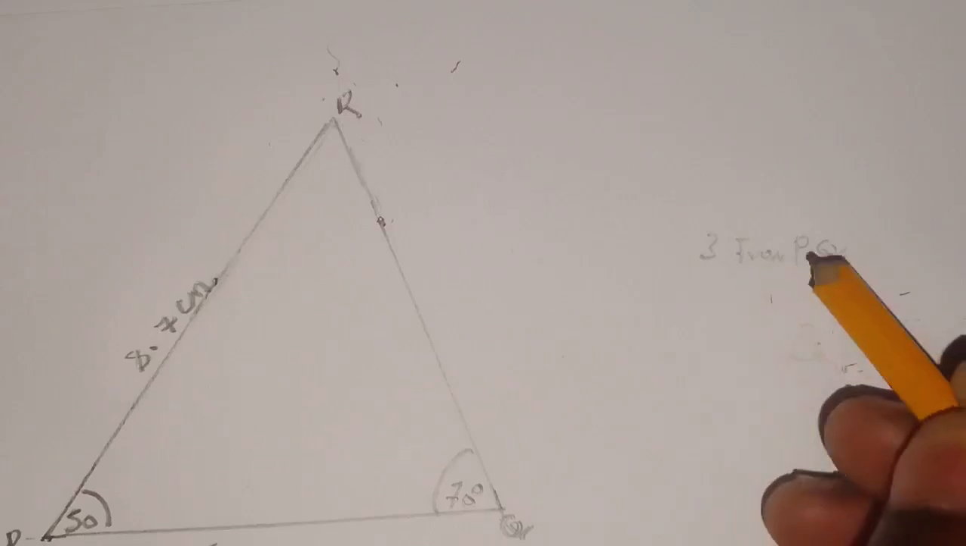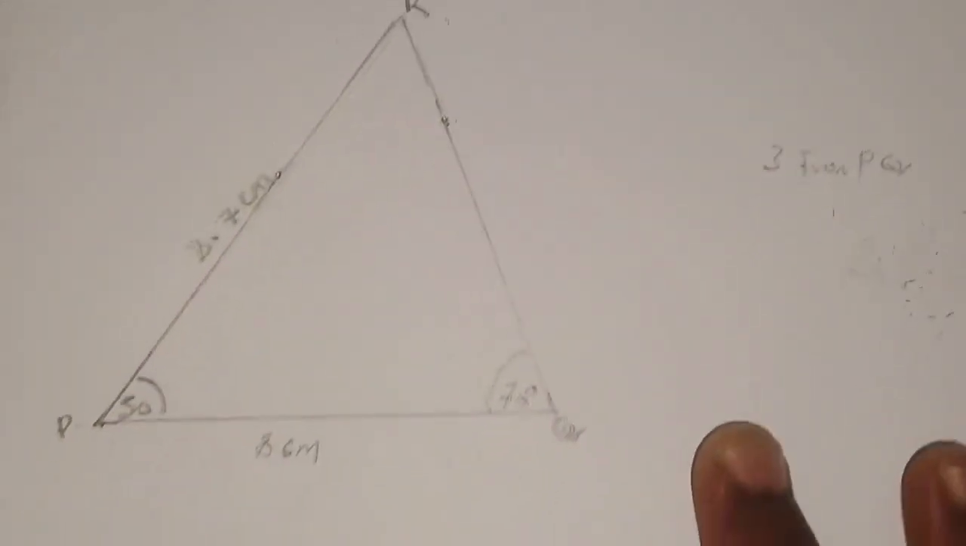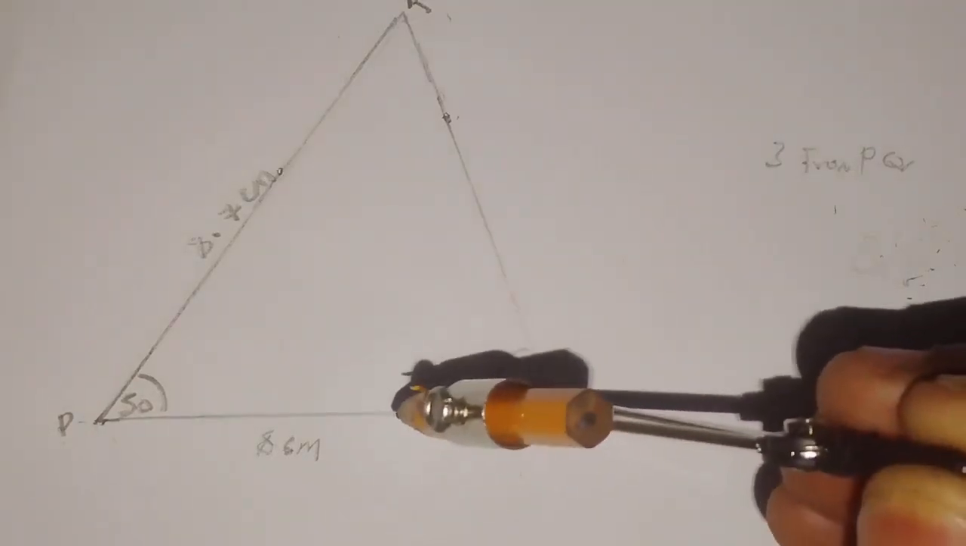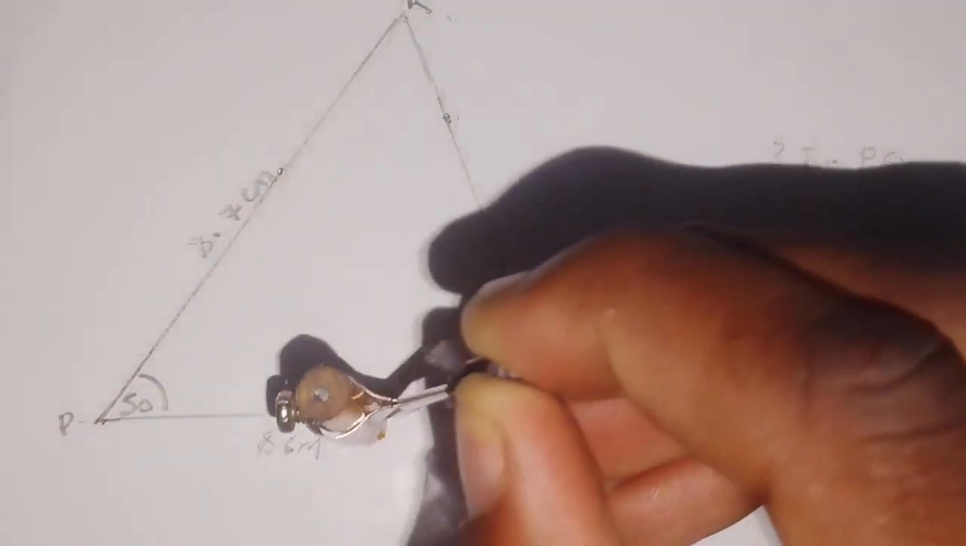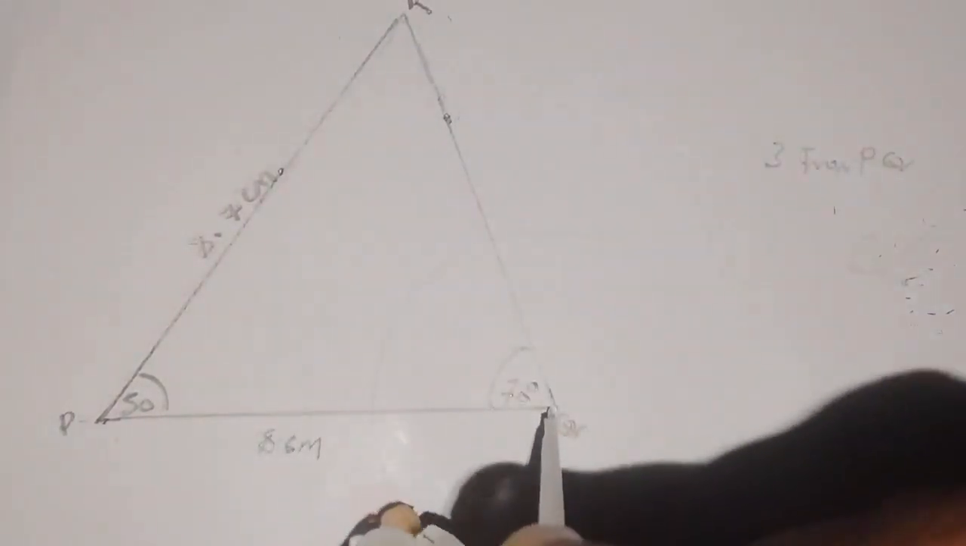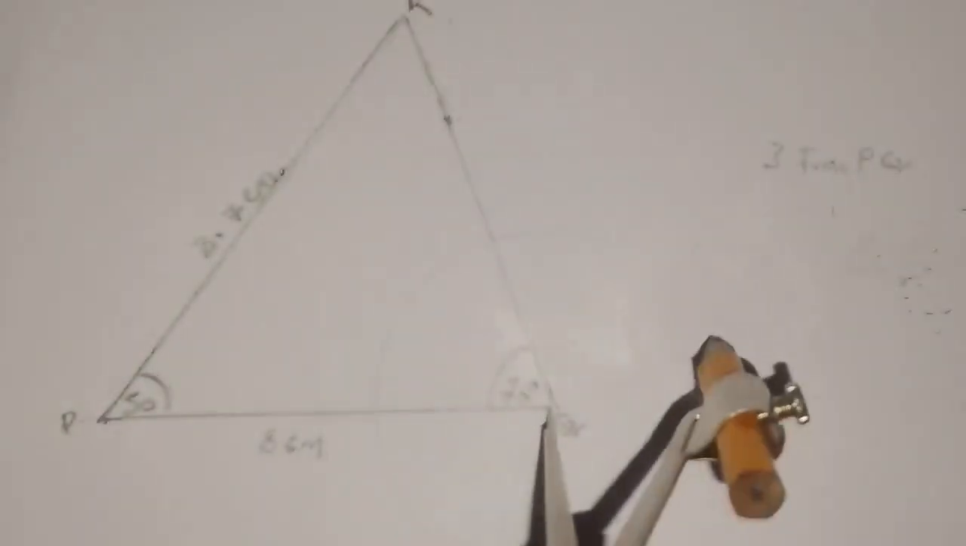Okay, 3 centimeter from PQ. So you come on Q. If you want, you can start on P. So you come on Q and you strike. If you want, you can make these as circles, but make sure that you strike.